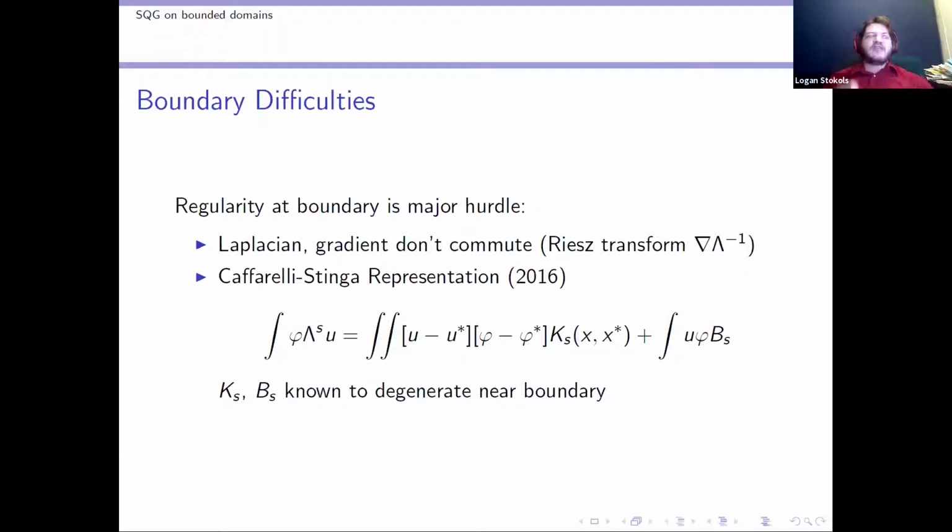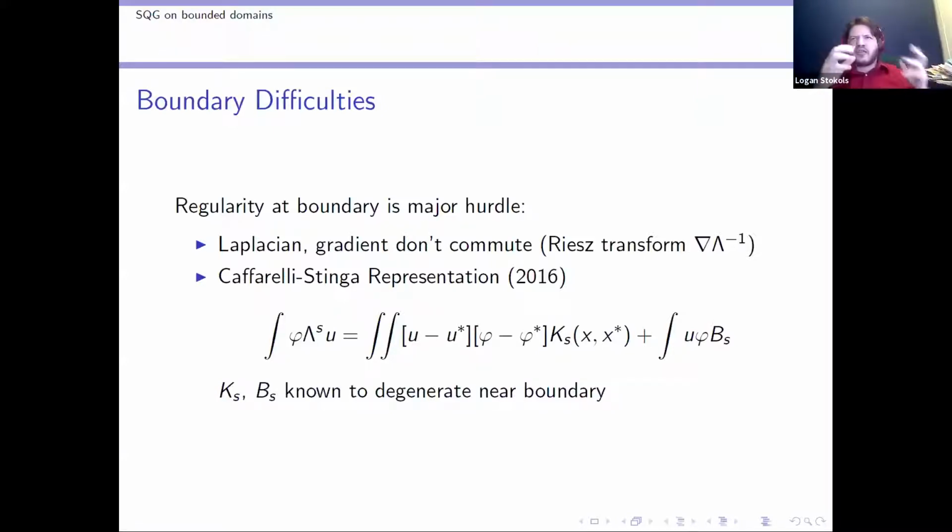That means that if you have the commutator of the gradient and the Laplacian, all of our estimates on it blow up at the boundary. There are very few estimates that are global. This is really important because the Riesz transform is the gradient and the inverse of the Laplacian, so the commutator of the gradient and the Laplacian is going to come up a lot. And we can't really bound it. You can say something stronger than this.